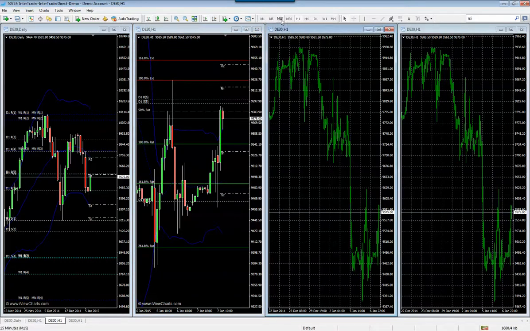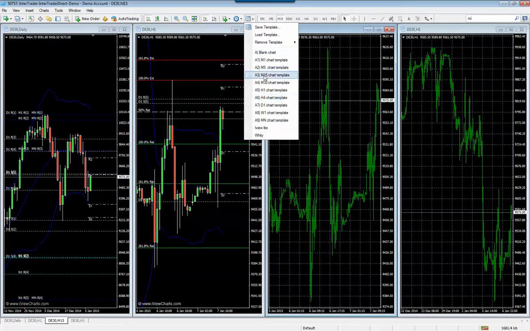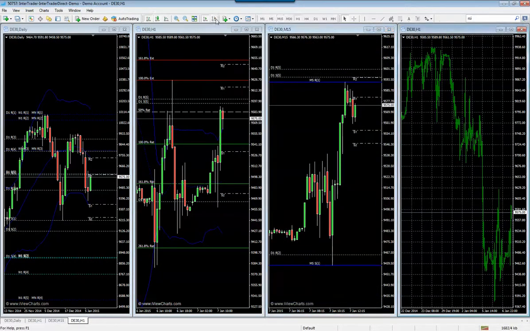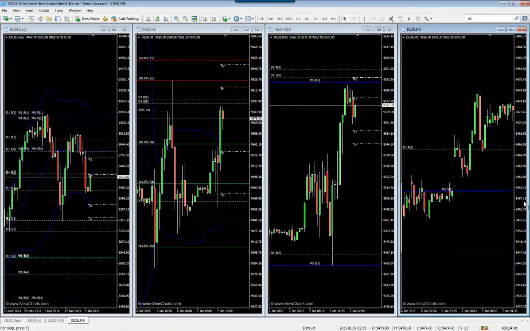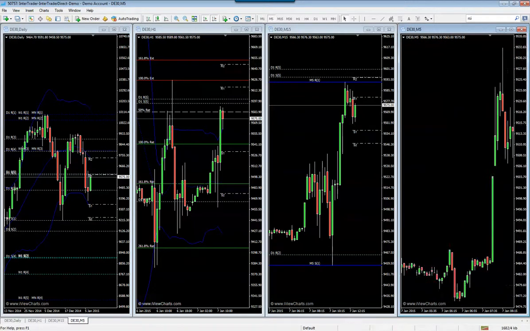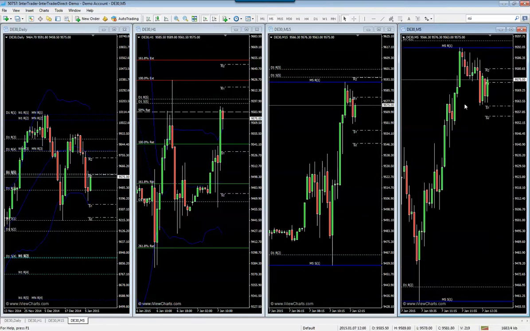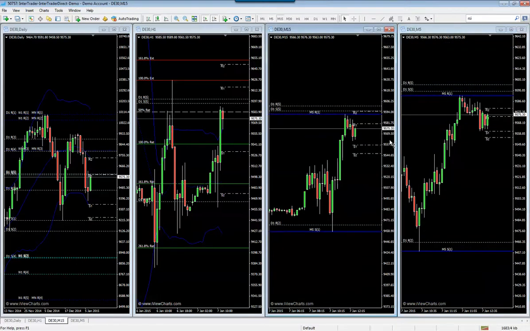Then we have the 15 minute, and then 5 minutes if you really want to be precise with your entry points. Again, they'll give you a slightly different view. And again, you can add anything you want indicator-wise to these charts. You don't have to stick with my profiles.